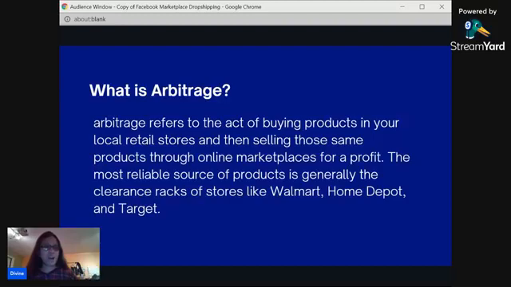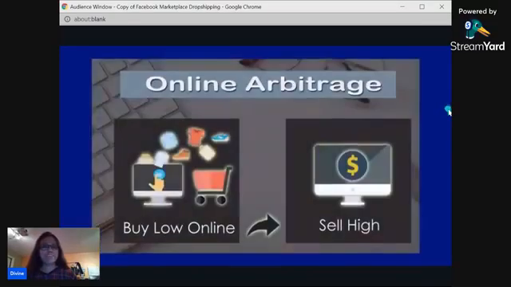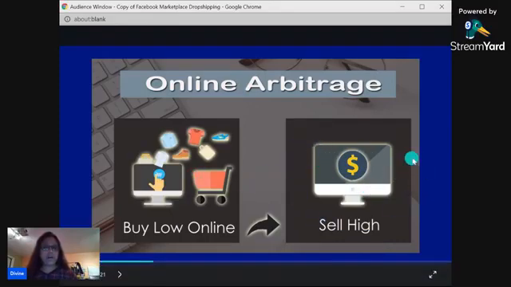I will talk more in English because we have an international audience also here. This is also a practice for everyone. So online arbitrage, how to do that? Like what I said, this is buying low. You can buy it online or in the retail store, and then resell it at a high price.